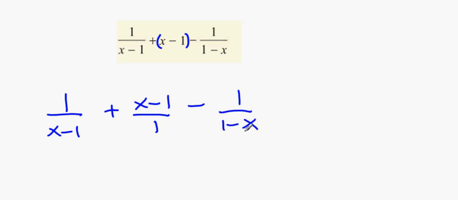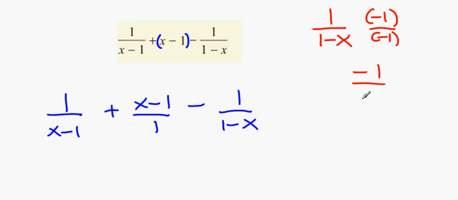Now there's a trick to this one. This looks very similar to this one here. So if I have 1 over 1 minus x, I'm allowed to multiply the top and bottom by minus 1 and change the way it looks, okay? So I'm going to get minus 1 over 1 plus x. So minus 1 over 1 plus x, okay?